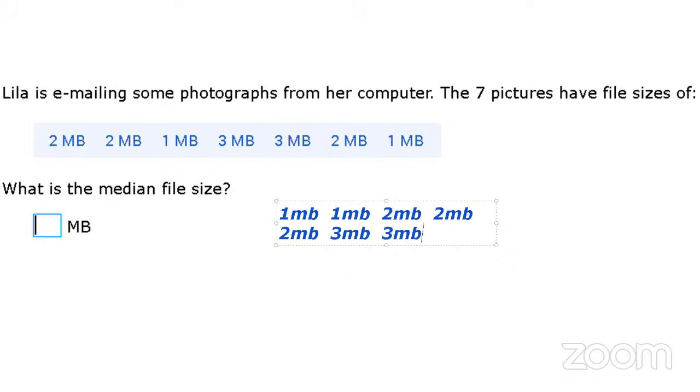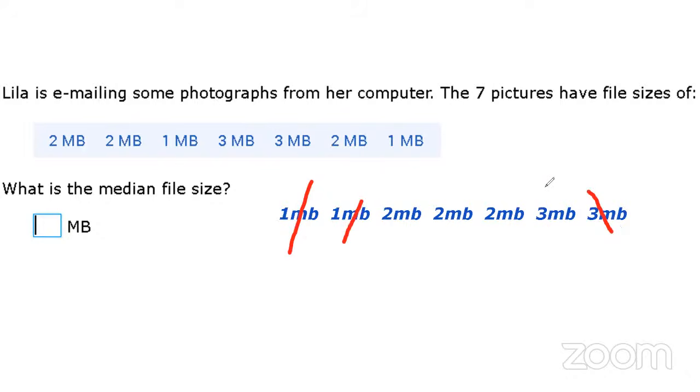Guys, correct me if you see me making an error, okay? So let me see if we have 1, 2, 3, 4, 5, 6, 7 file sizes. Good. So here we have it. Now it says the middle number. So let's see the middle number. Let me just go ahead and keep crossing out from the sides. All right. And so the middle number is 2 megabytes.